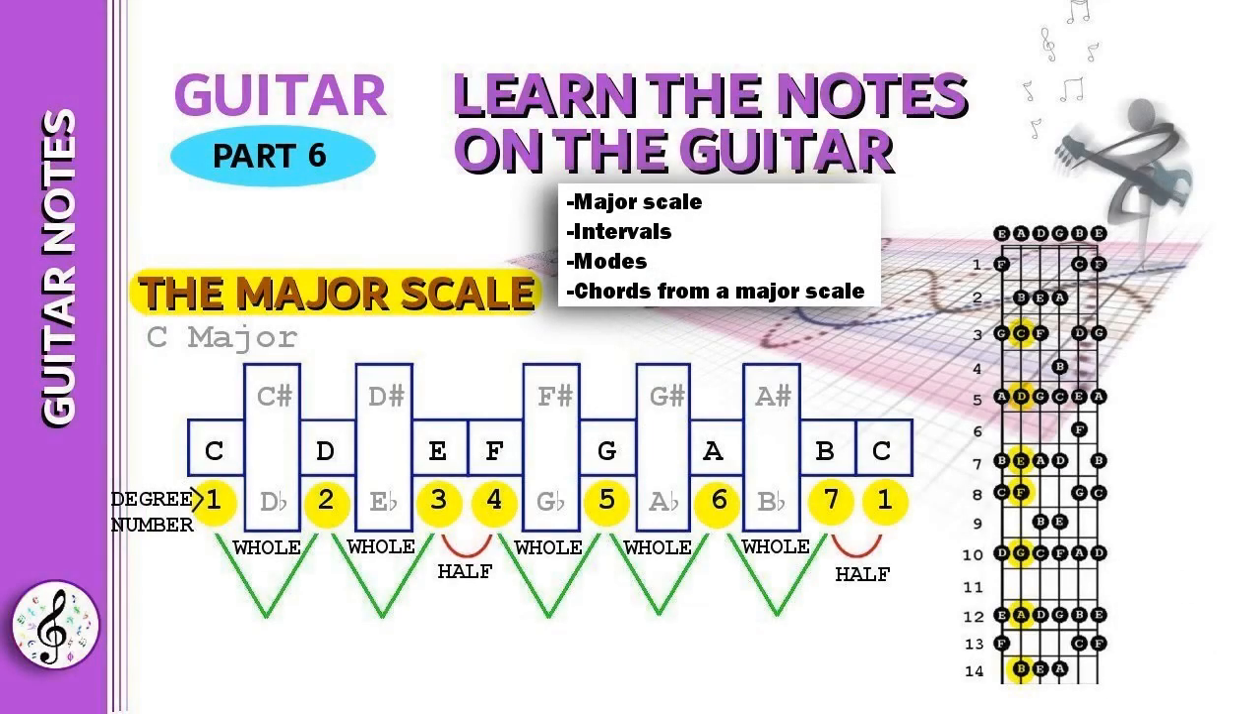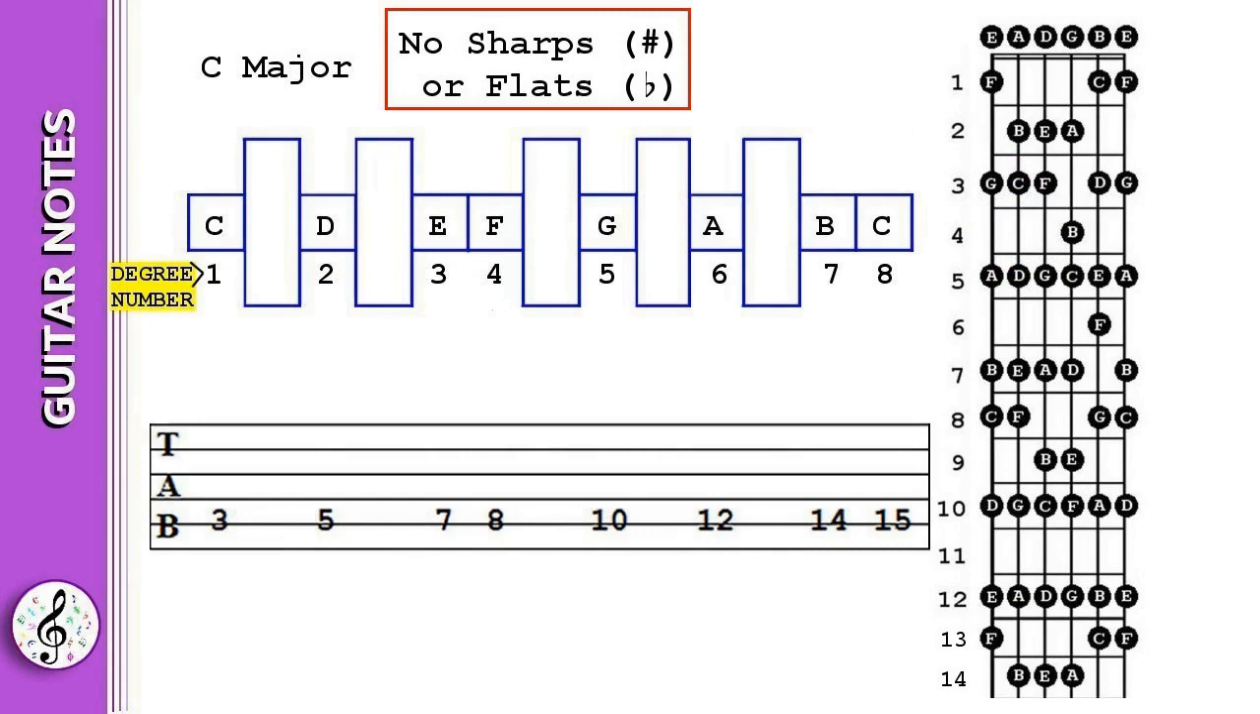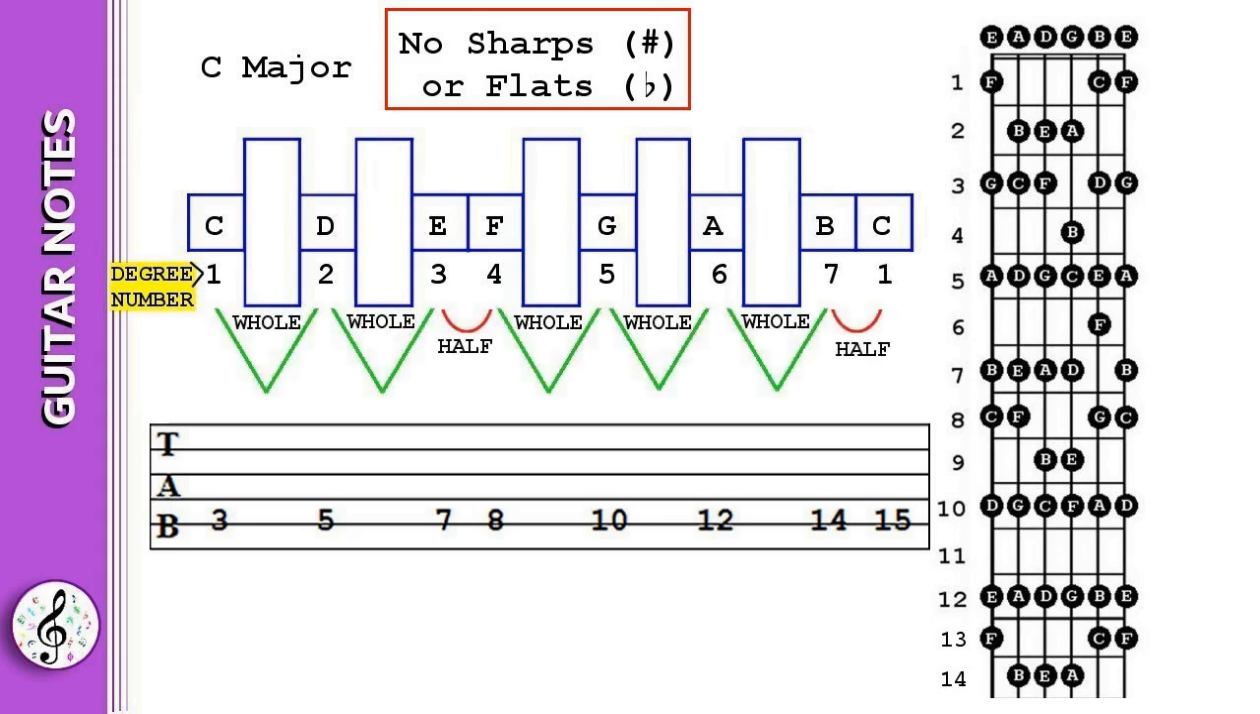In this video we'll be learning about the major scale pattern, what intervals are, and how to get chords from a major scale. The major scale is one of the most commonly used scales. It is one of the diatonic scales in music. Now, diatonic means that it has 7 notes in it, and it has a particular sequence or pattern of intervals between the notes.